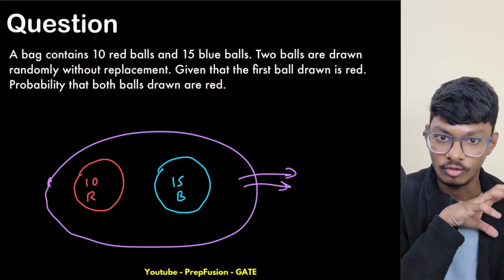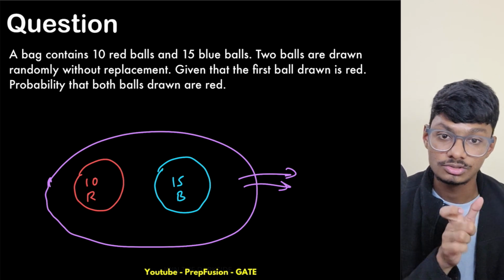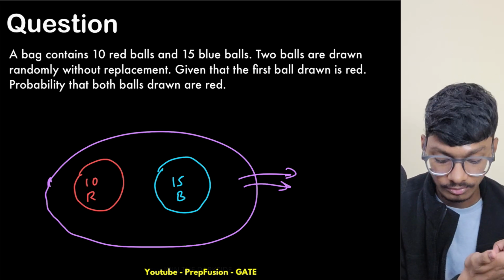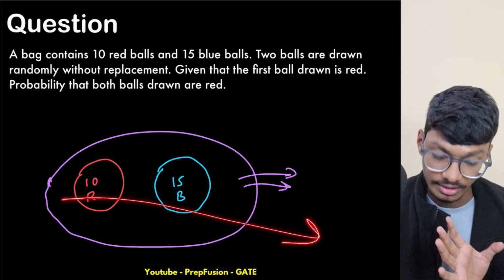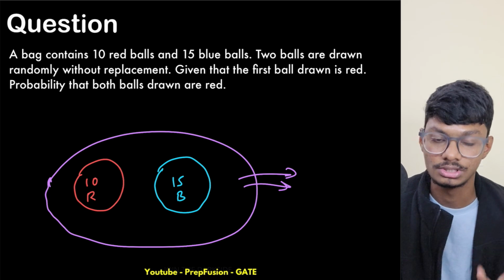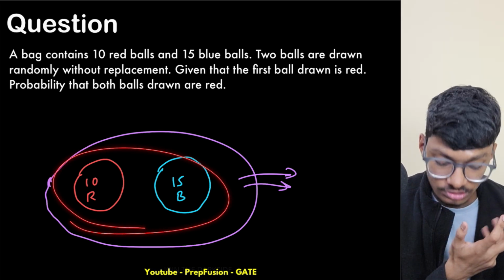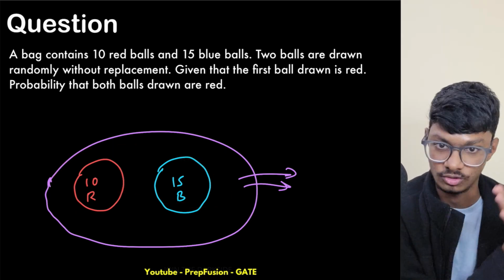So one red ball I have already got, that is already known. Now another time, how will I get a red ball? How many total red balls do I currently have? If one red ball is gone out from this, 9 red balls. And how many total balls do I have? 24, because one ball has already gone out.